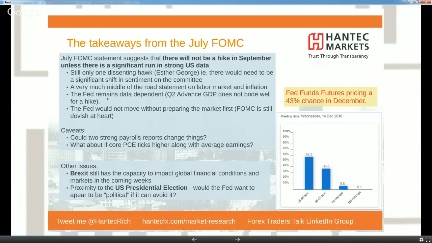But if it started to pick up again, it'd be interesting to see what the market would do, because perhaps they would start to recalibrate once again. Because if you look here, I've got this static chart from yesterday. I took this meeting date of Wednesday, the 14th of December. So the December FOMC is currently priced around 43% probability on the Fed funds futures. Effectively that means that the market is not pricing in a rate hike this year.